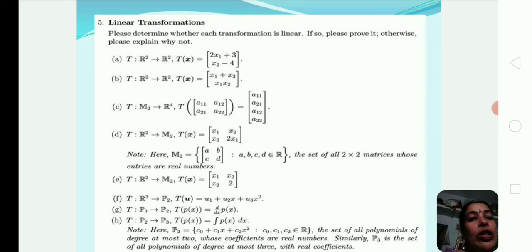Here P2 is the set of polynomials denoted c0 + c1x + c2x squared, where the coefficients c0, c1 and c2 belong to R. It is the set of all polynomials of degree at most 2 whose coefficients are real numbers. Similarly, P3 is the set of all polynomials of degree at most 3 with real coefficients.